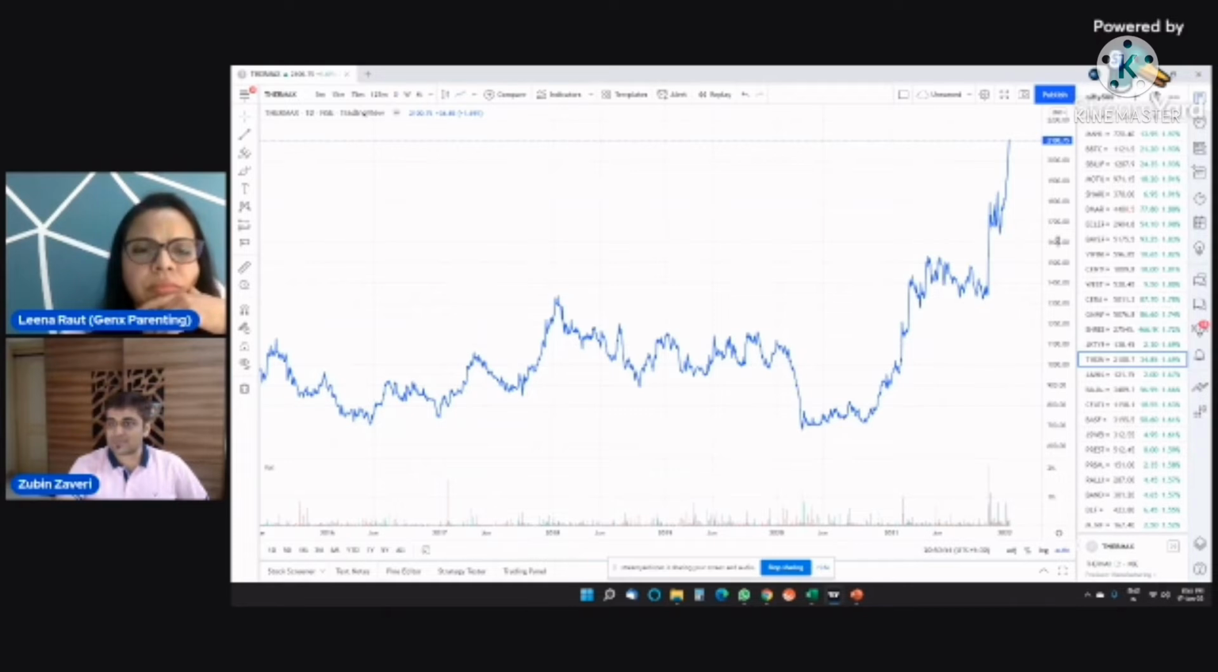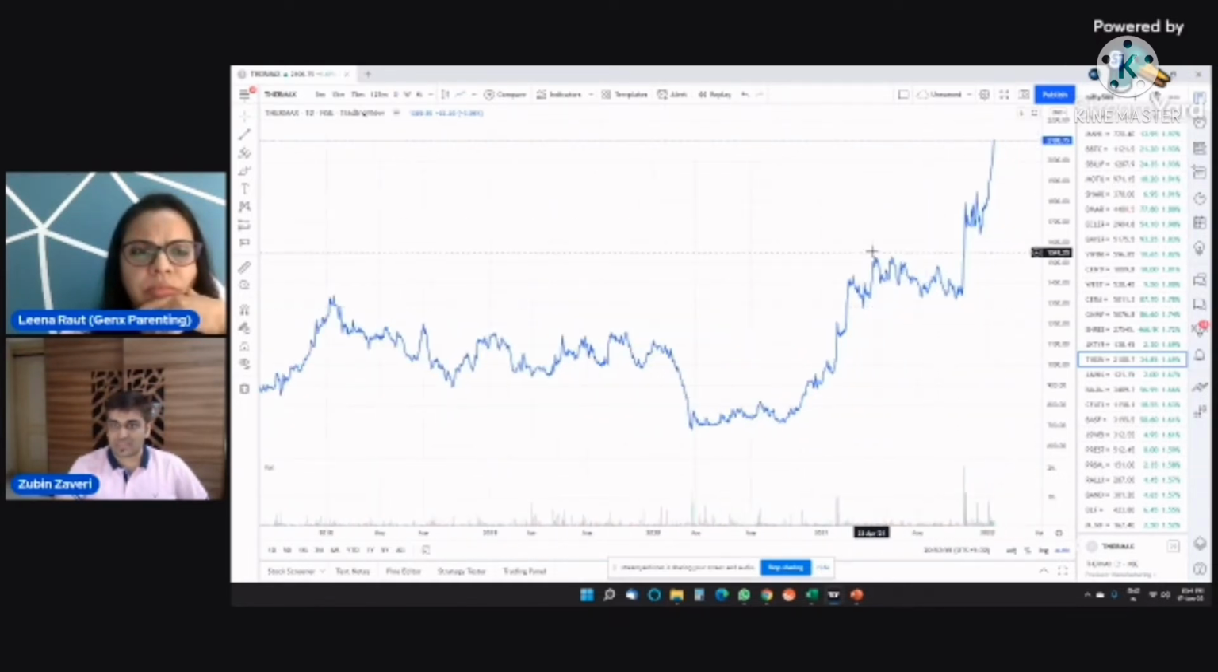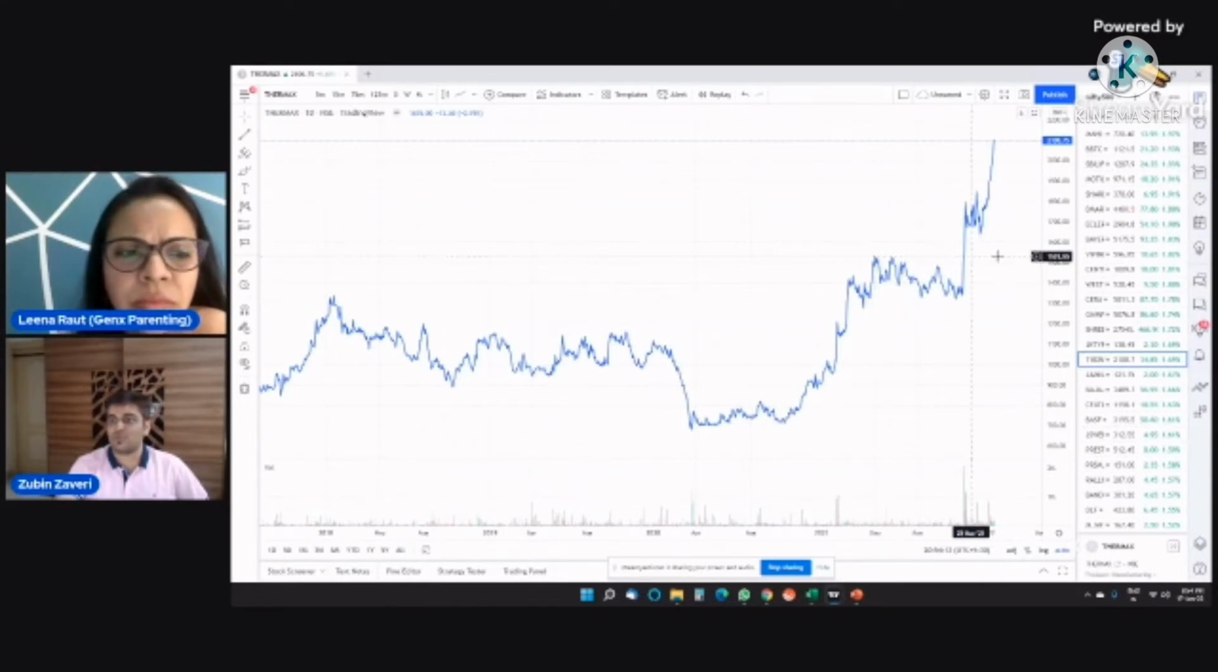And on the Y axis, price gets plotted. So if I bring my mouse over here, on this day, 3rd of May 2021, what has happened? Can you see this? Where is the stock price? The stock price was at 1532 rupees. This is what this chart says.